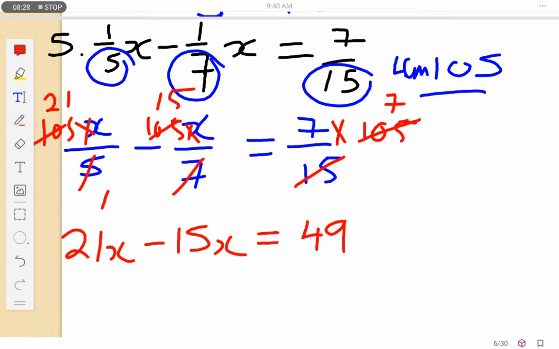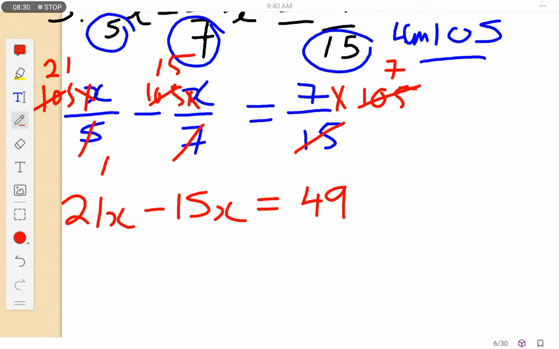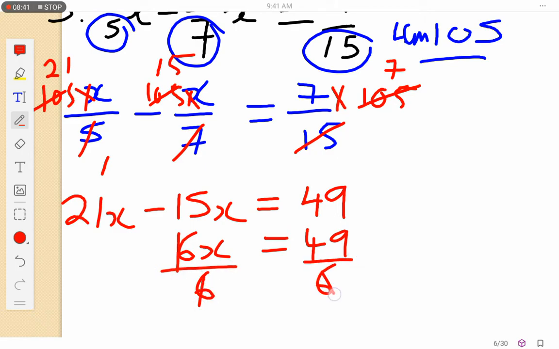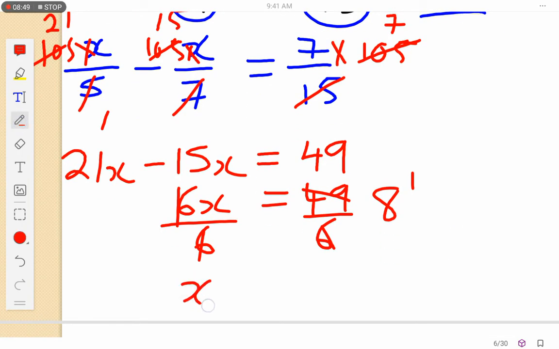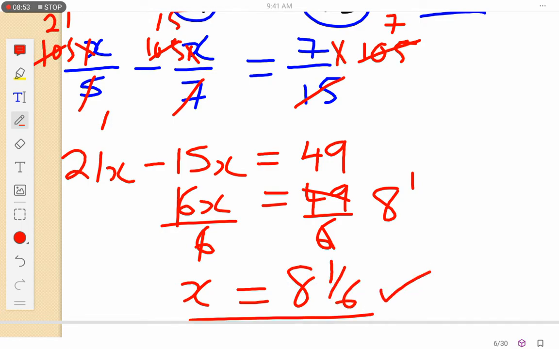Okay, now simplifying 21x minus 15x, I get 6x is equal to 49. Let's divide by 6 to get our x. Okay, here 6 goes into 49 eight times and we'll have a remainder of 1. So our x is equal to 8 and 1 over 6. This is our answer there.